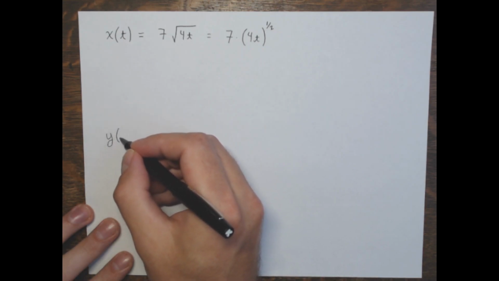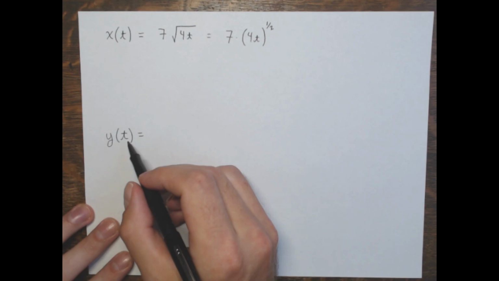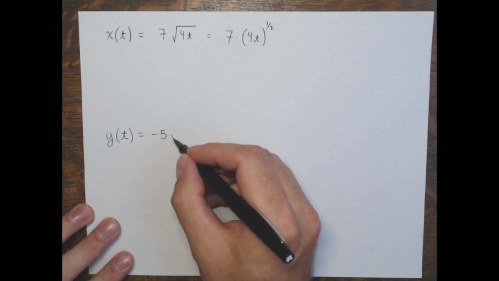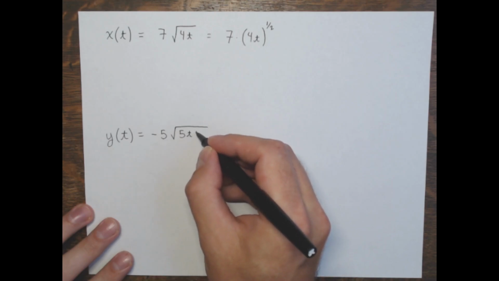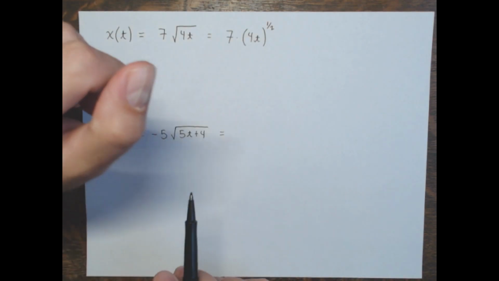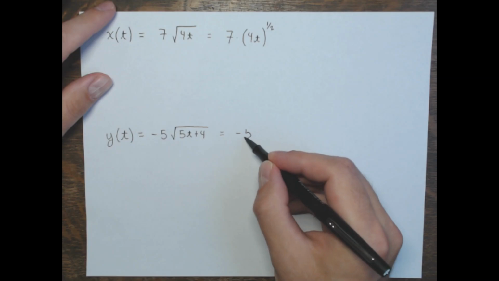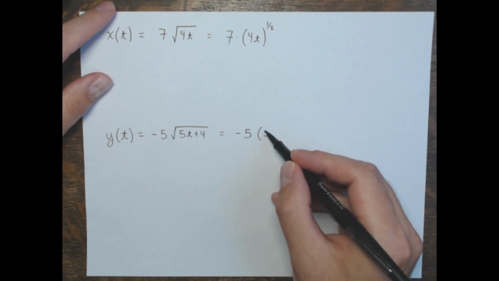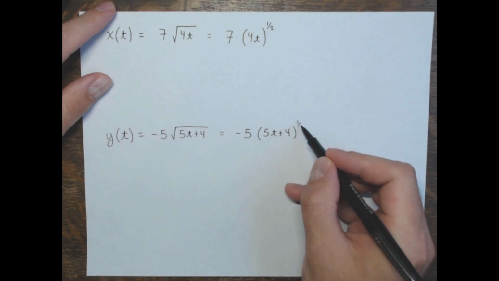And the y-coordinate of any location we're at, y of t, depending on the parameter t in this way, was given as -5 times the square root of 5t plus 4, which once again, I'm going to rewrite roots as powers, rational powers. So this is equivalent to -5 times the quantity 5t plus 4 to the 1/2 power once again.